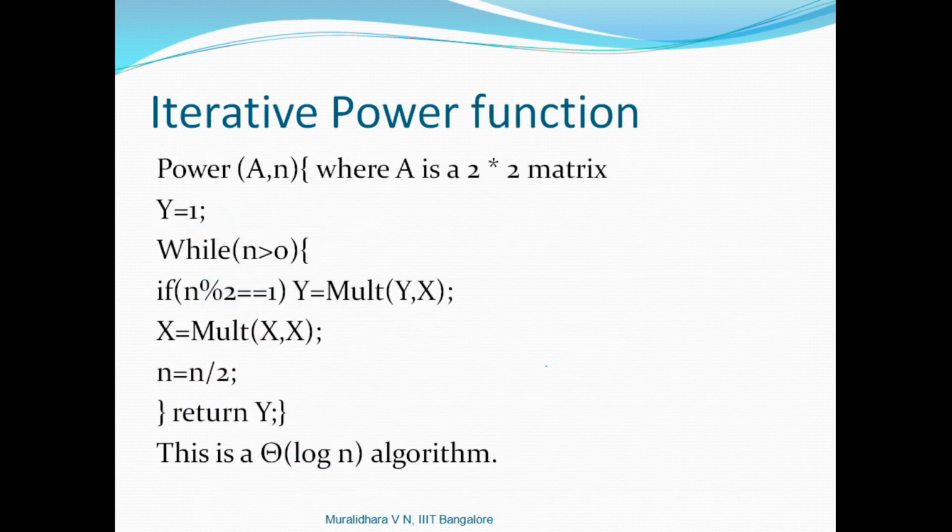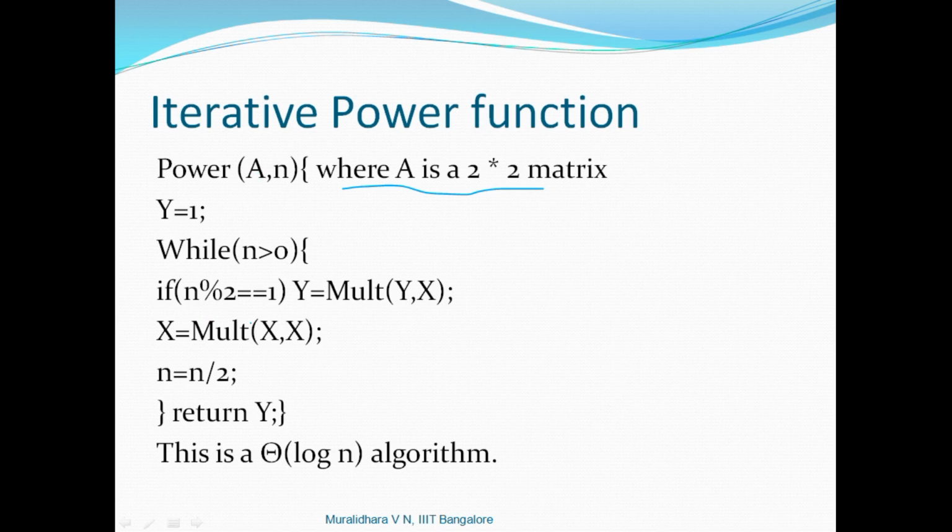Now let's look at how to compute A to the power n, where A is a 2 by 2 matrix. You are given a matrix A, which is a square matrix. This method should work for any square matrix, but we will be interested specifically in the 2 cross 2 matrix. I want to compute A to the power n, so we will use the previous algorithm. Instead of computing x to the power n, we are computing A to the power n.